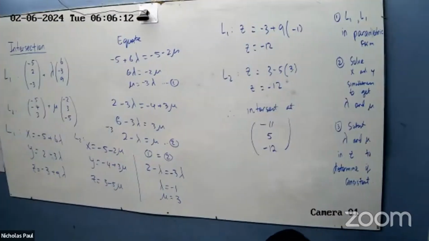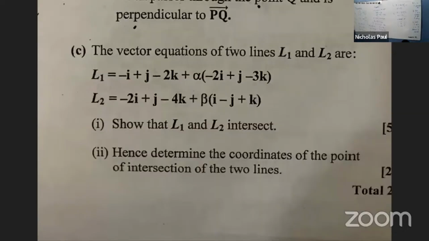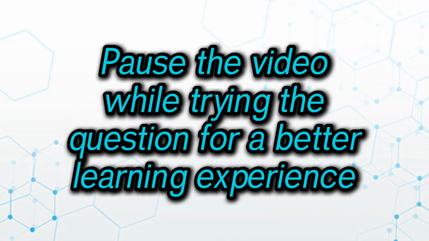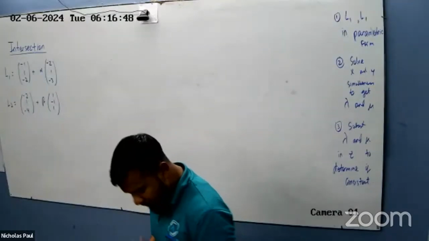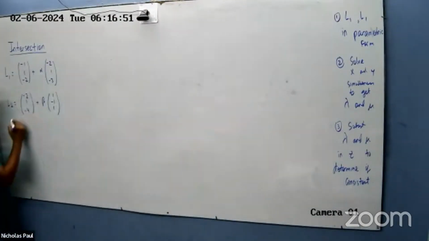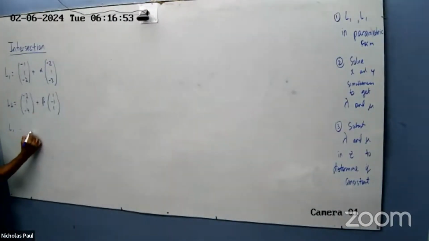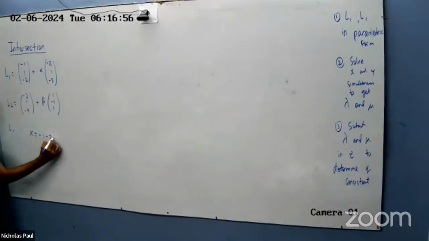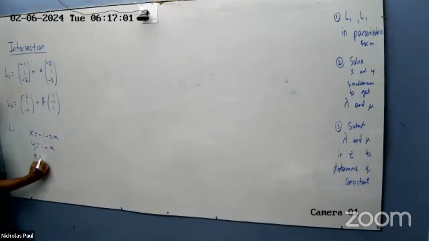Let's do one more and then let's finish up with vector equation of a plane. Let's do this last one. So the question said show it intersects. So it's supposed to intersect. Let's check it out fast. First thing first, for L1, write out x, minus 1 minus 2 alpha. Y is 1 plus alpha. And Z is minus 2 minus 3 alpha.